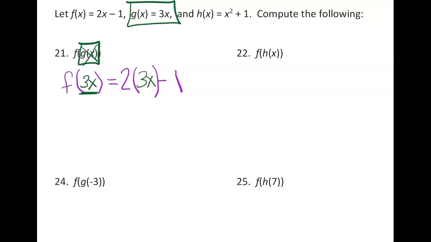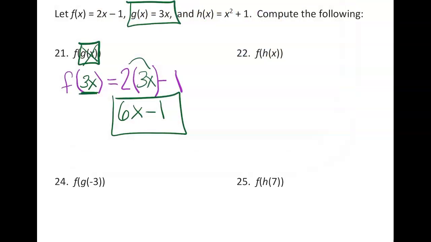3x. So now I distribute. I get 2 times 3 is 6x minus 1. Done, can't do anything more with that. That's my answer. Okay.